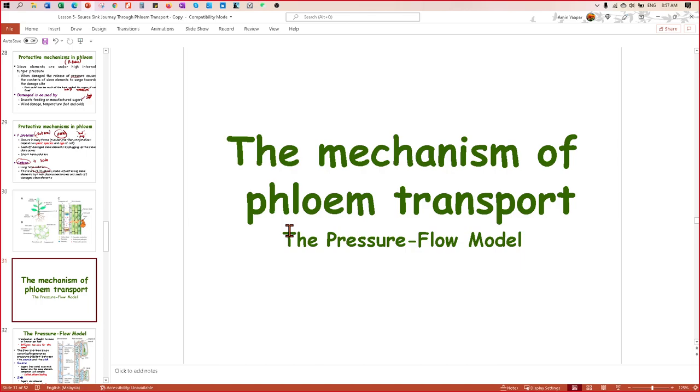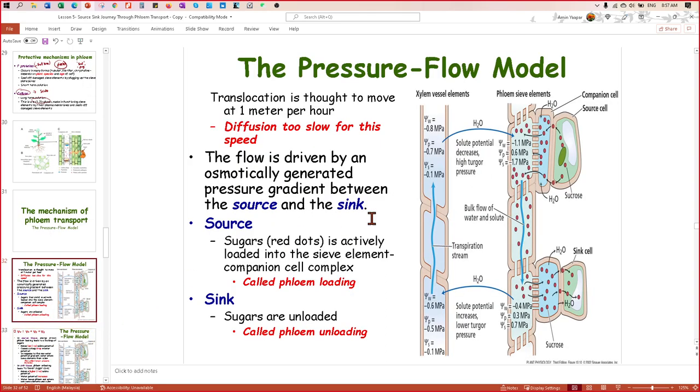Alright. So we have seen what is in the phloem, what enables the phloem to do the transport. Let's see the mechanism now. This is the interesting part. Remember, okay, these are your sieve elements. These are your companion cells. This is the source cell, and usually it's the mesophyll cell.